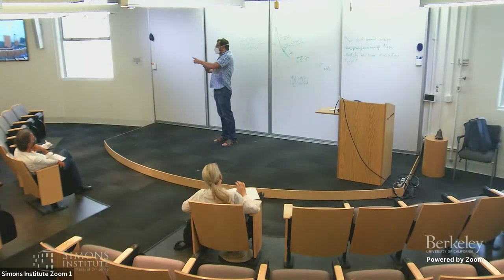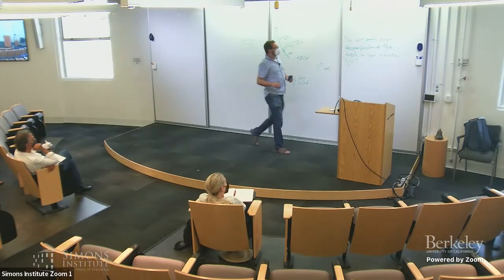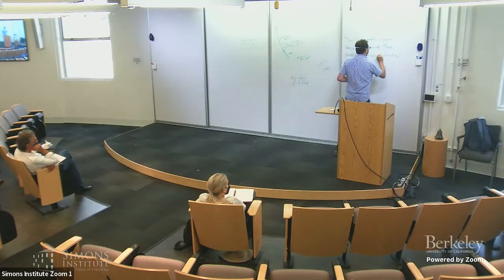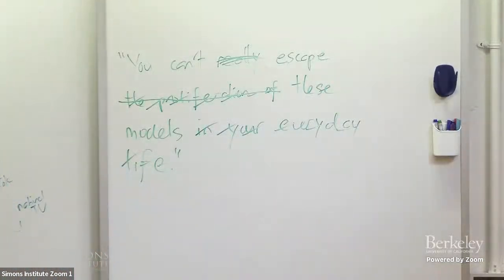Right, but then there should be an example. This is too vague. We could have another sentence where there's a thing in your life that the models affect. But I would like to literally just cut and then do an example. You can't escape these models, is what this sentence really says.